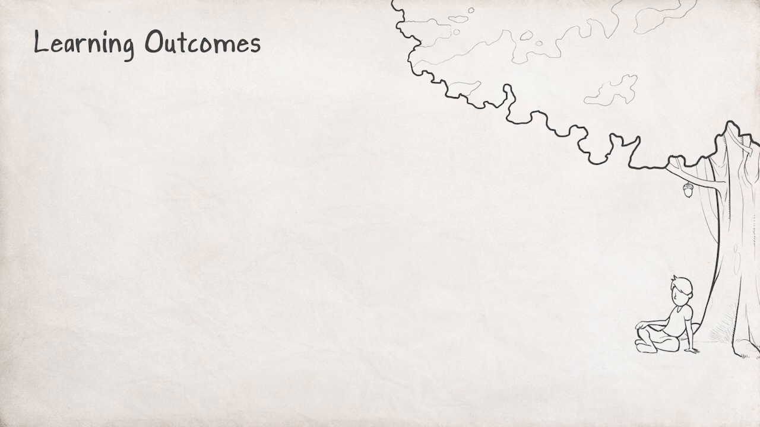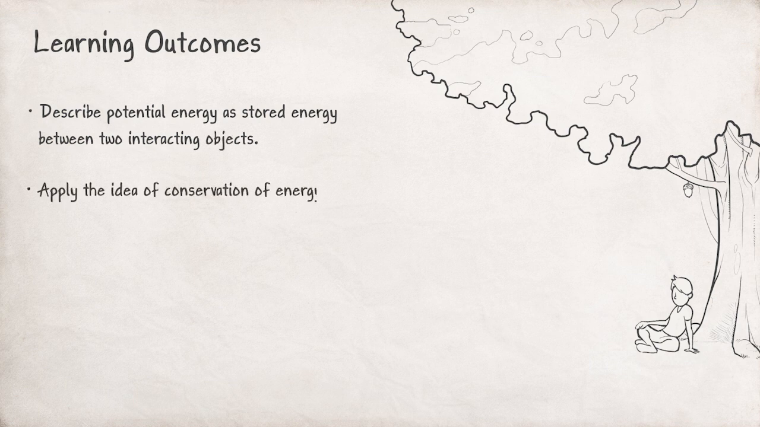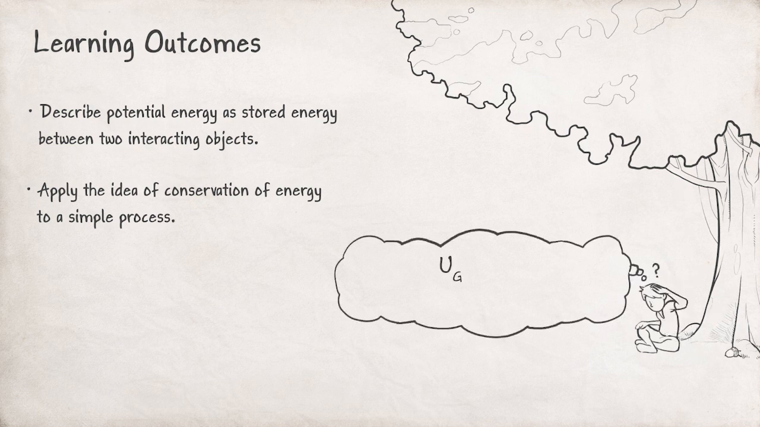Okay, let's recap the key aspects of potential energy and energy conservation. We set out to describe potential energy as stored energy between two interacting objects and apply the idea of conservation of energy to a simple process. Despite the ever-changing world around us, we can be certain of one thing. The laws of physics, including the law of conservation of energy, always apply.